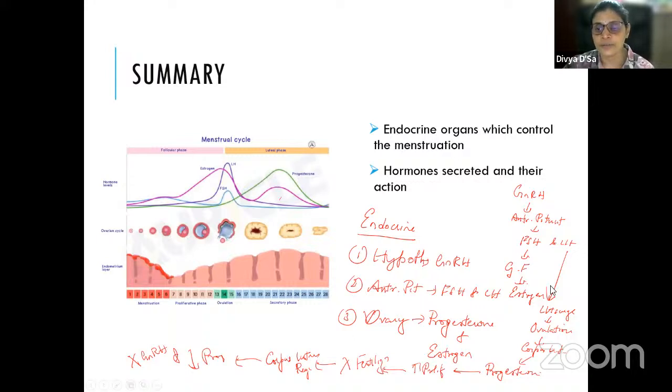That is why we do all these tests, to see whether ovulation is occurring. We look at the hormonal levels, FSH and LH levels, to see whether the follicles are developing. That is why understanding the hormones secreted and their actions is important.